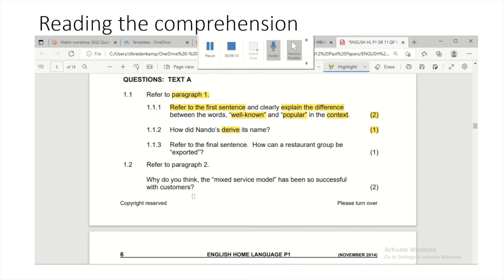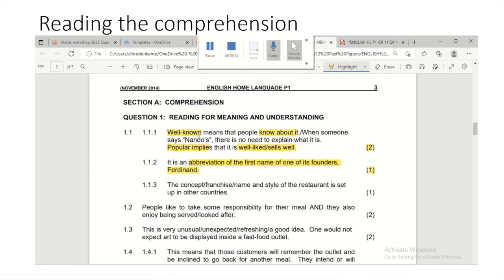Then, number 1.1.3, refer to the final sentence. "How can a restaurant group be exported?" So it's asking me the question, how can a restaurant group be exported? And this is in inverted commas over here, taken directly from the text. Once again, 1 mark. We only need to give 1 point. So let's have a look.